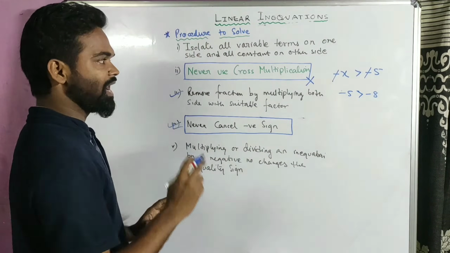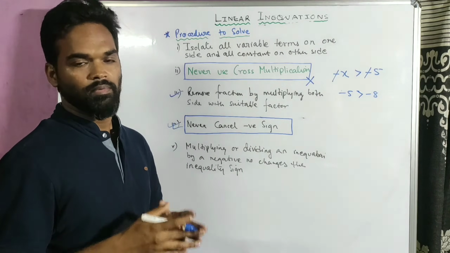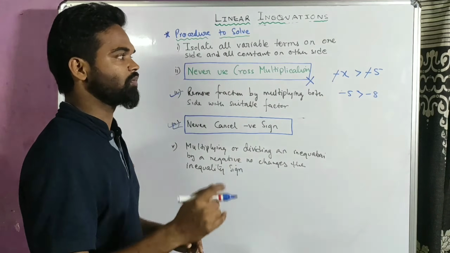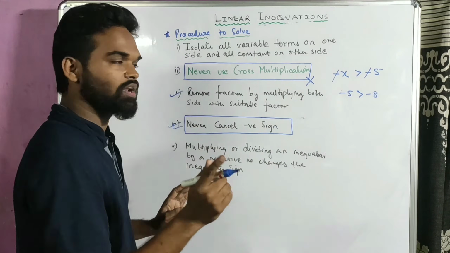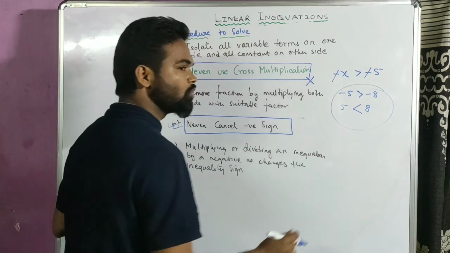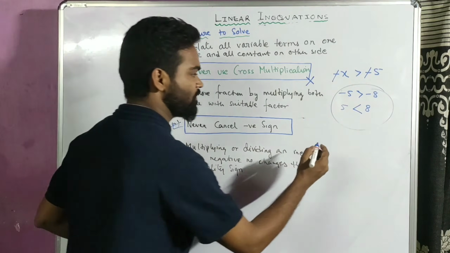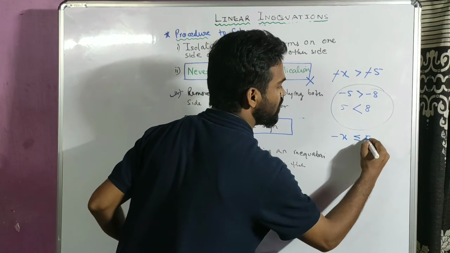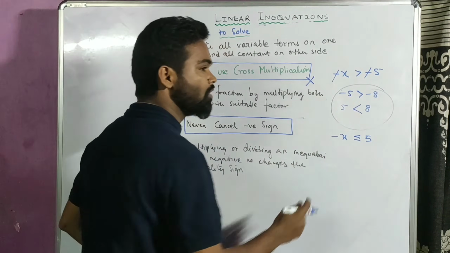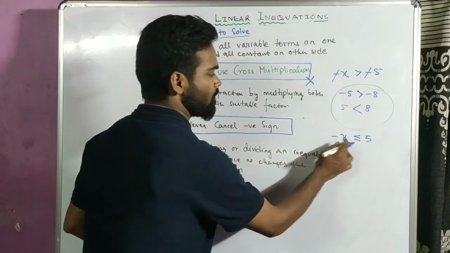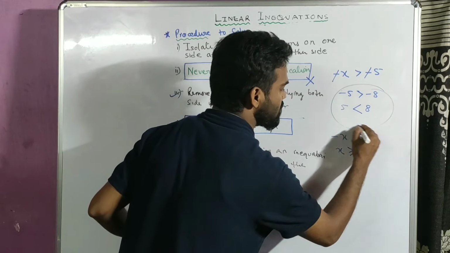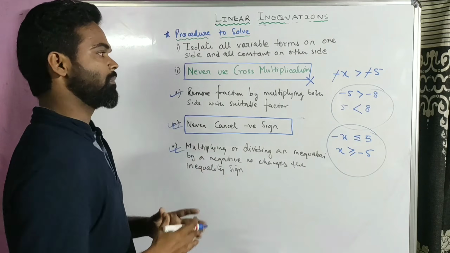Multiply both sides with minus 1. And remember, multiplying or dividing an inequality by a negative number changes the inequality sign, which means if I multiply by minus 1 on both sides, we get 5 less than 8, which is a true statement. So remember this, even if it is minus x less than or equal to 5, don't just bring that minus sign on that side. What we'll do, we'll multiply minus 1 on both sides, so it becomes x greater than or equal to minus 5. This is very important.